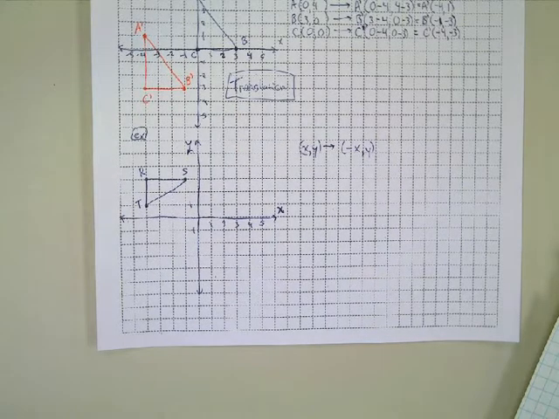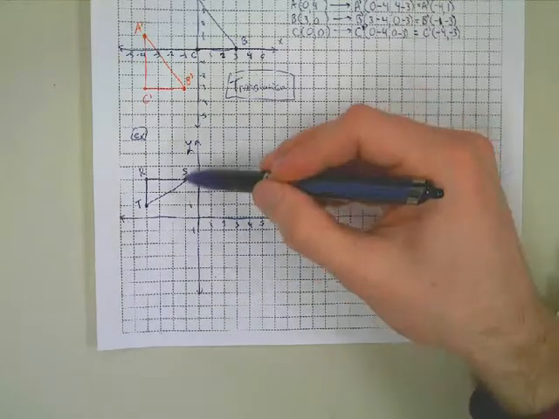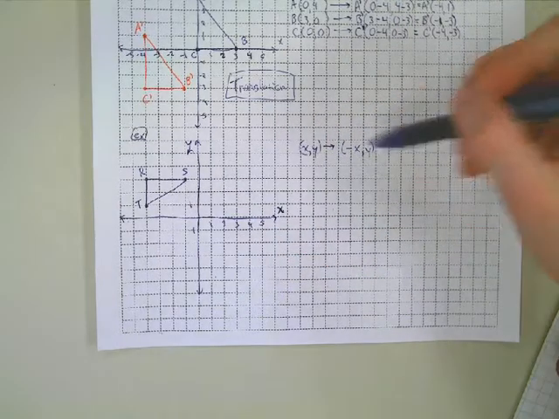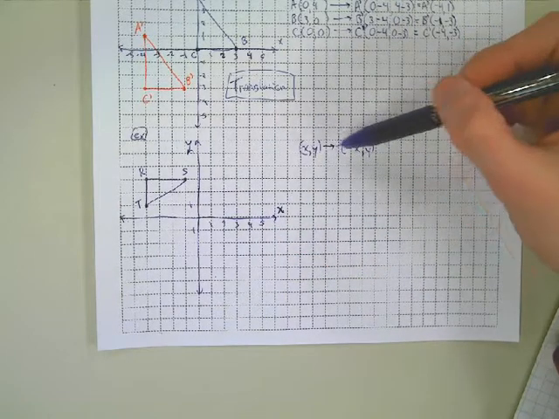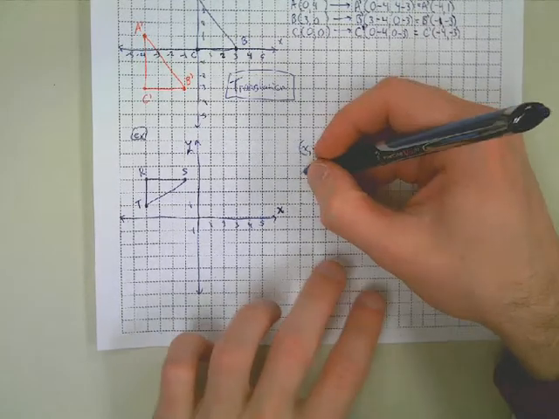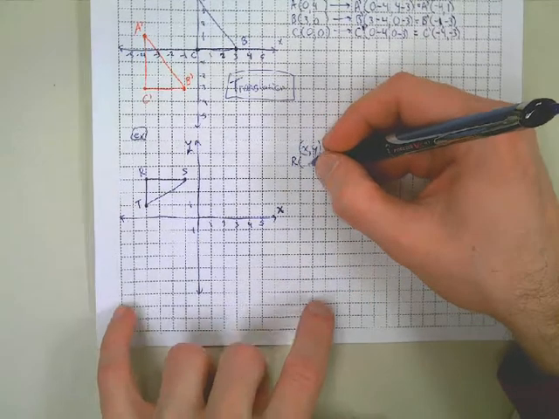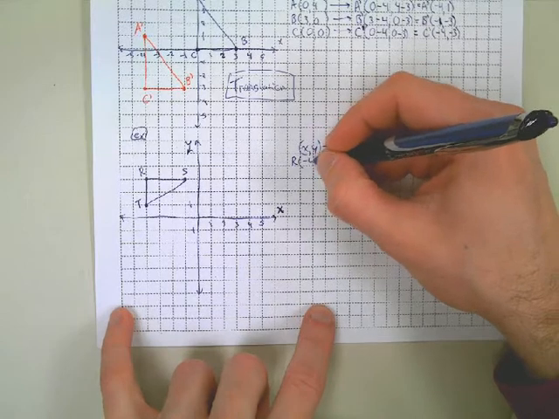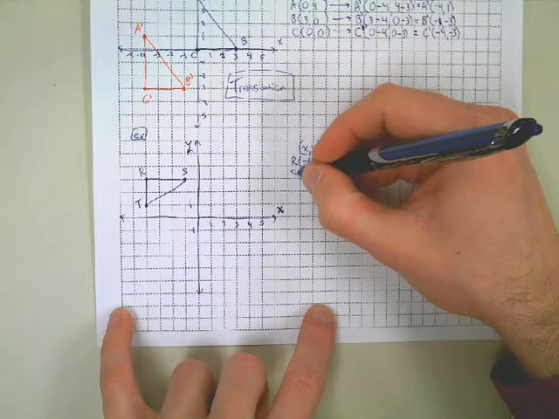So again, let's write these out. So R, we said, had coordinates -4, 3. S has coordinates -1, 3. And then T has coordinates -4, 1. Okay.